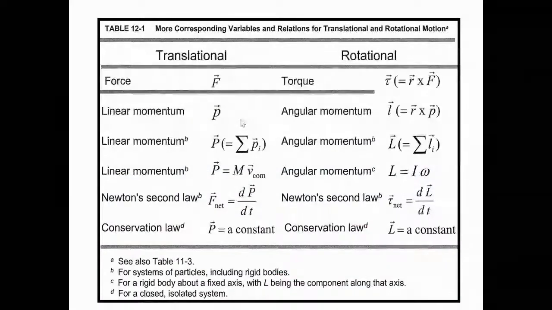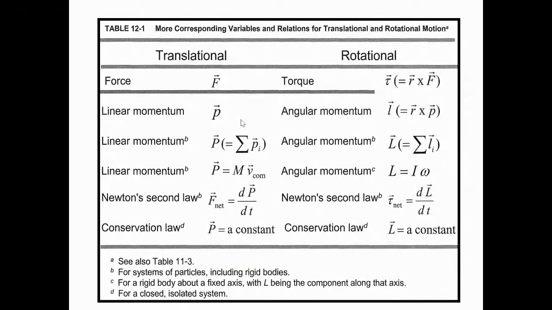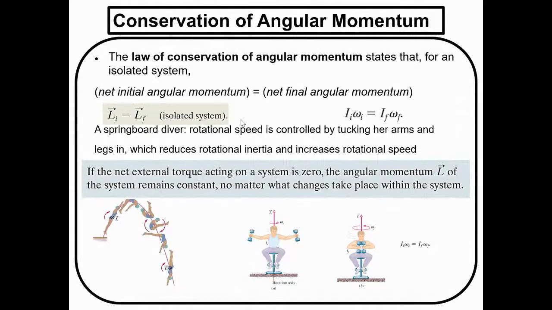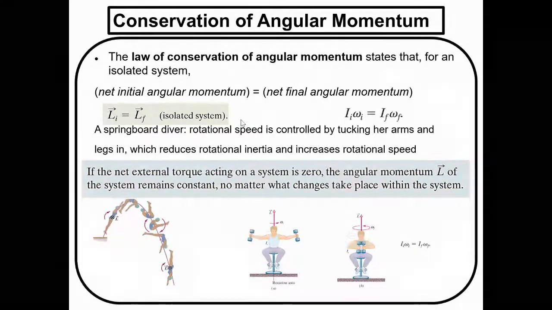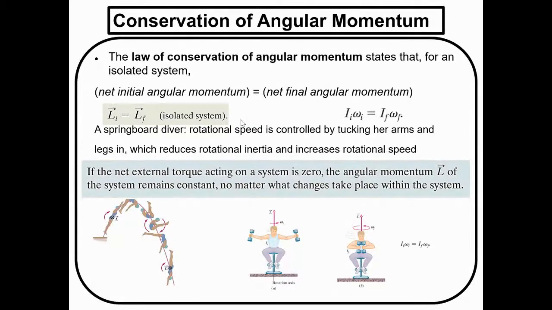This is just a summary of our linear and rotation. So let's come to our last topic, conservation of angular momentum. What is the meaning of conservation? Keeping. Conservation is like keep: initial momentum is equal to final momentum. So we are studying the concept of angular momentum.